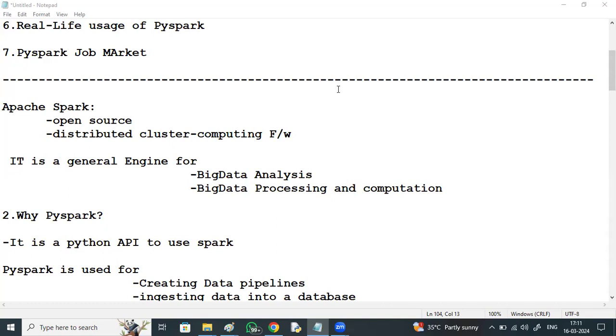There is only one PySpark batch starting, right? The previous PySpark was started in the month of December. Now the new PySpark is starting. The next PySpark will be again after 2 or 3 months.